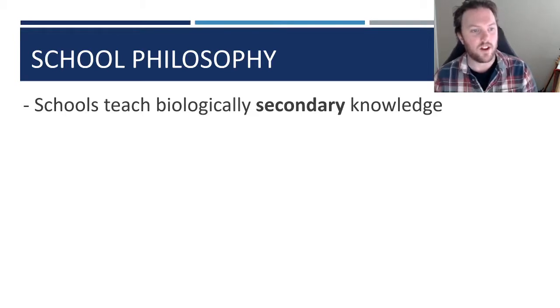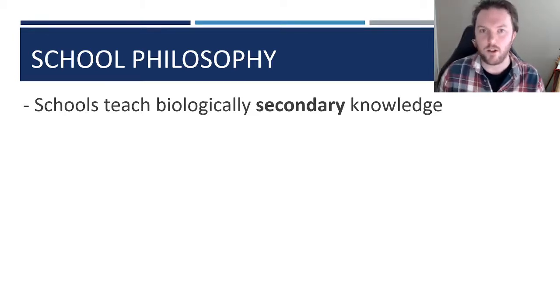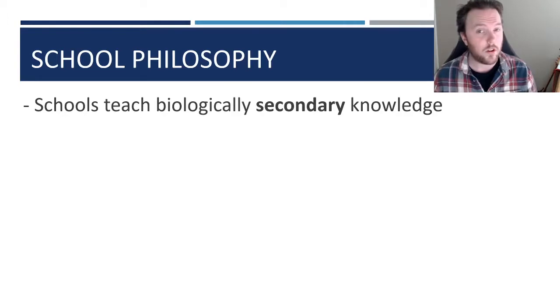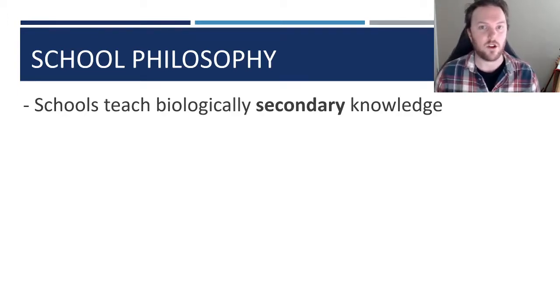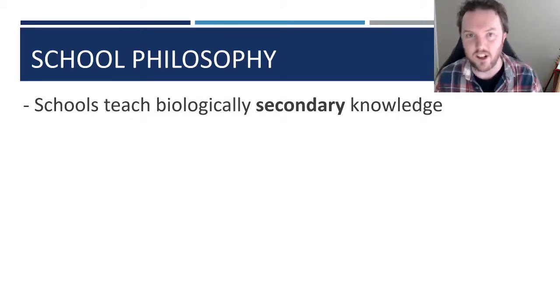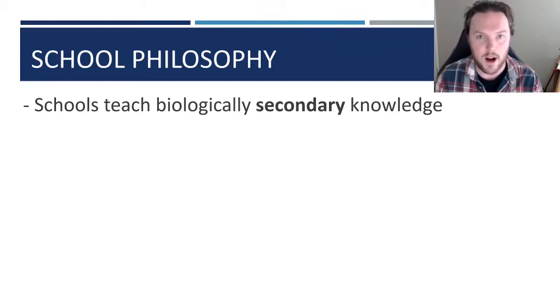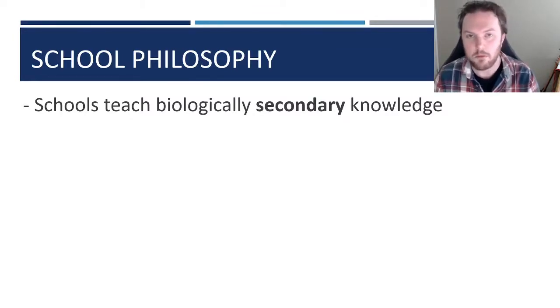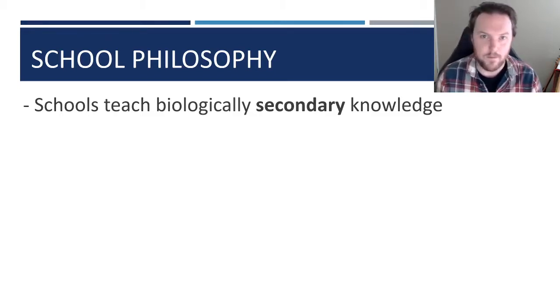If we contrast this with biologically primary knowledge or skills, like learning to walk, for example, that's something that the vast majority of humans are innately able to do and don't need any special schools or classes or teachers. They just learn to do that as part of becoming a human. It's sort of hard-coded into our DNA. Whereas biologically secondary knowledge, we need explicit instruction in order to do. The classic example is reading.